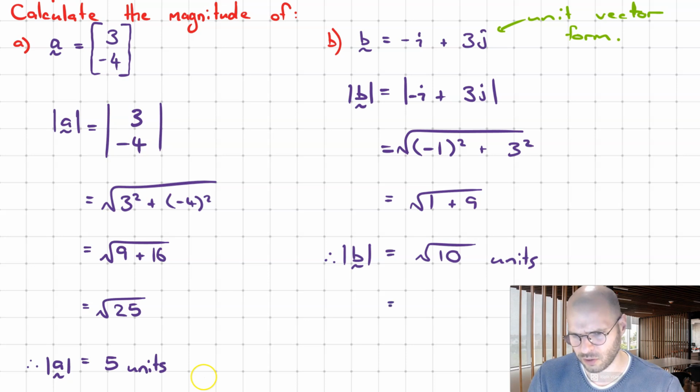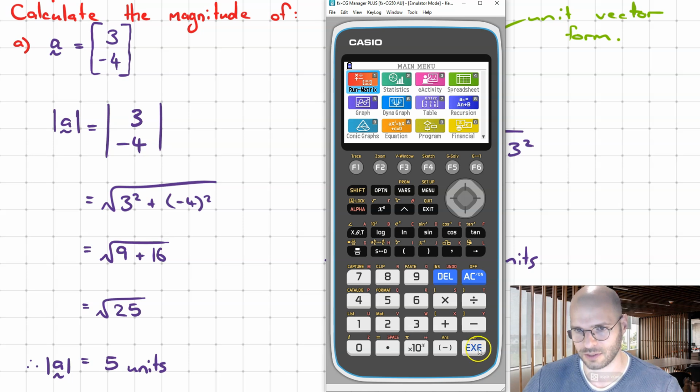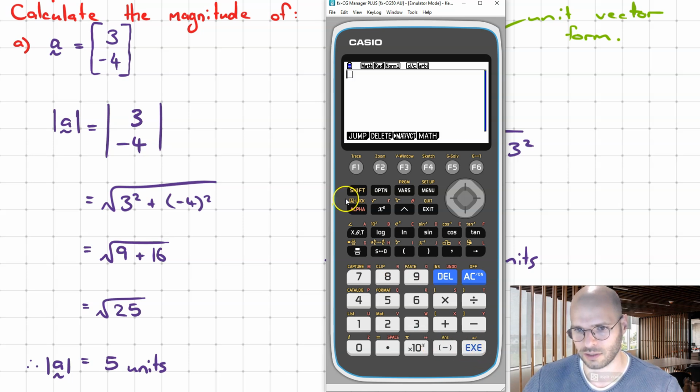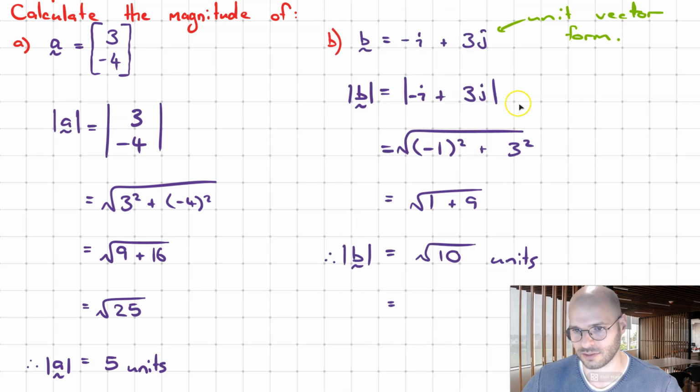Or if I really want, I can give an approximation of that. So up we come to the calculator. Number 1, shift square root 10 equals SD, and it's 3.16 to 2 decimal places. So here's my answer here. I don't mind leaving it at that though.